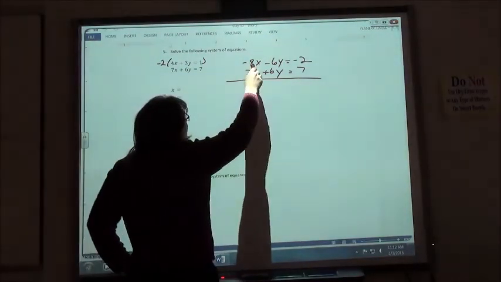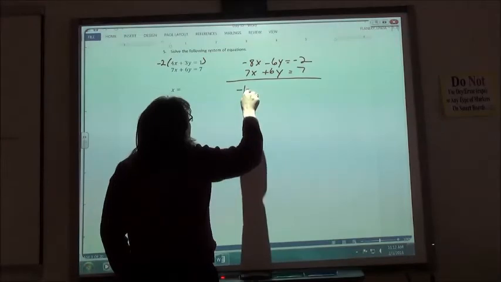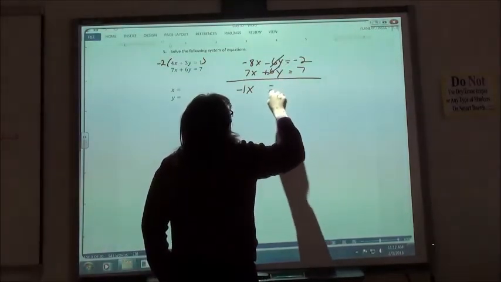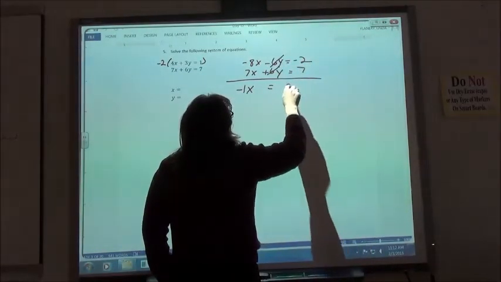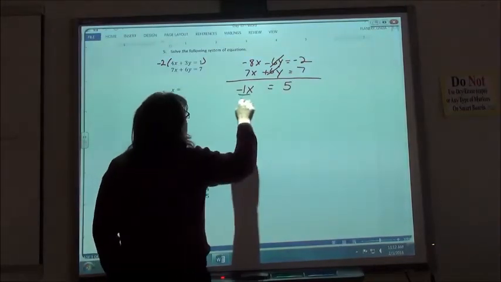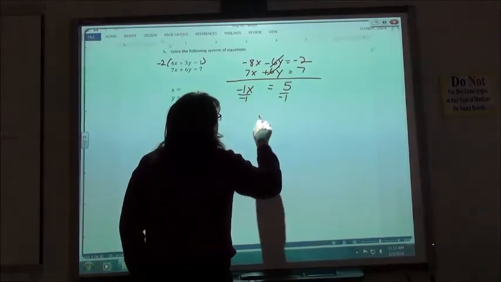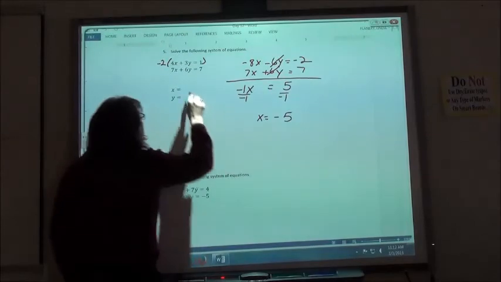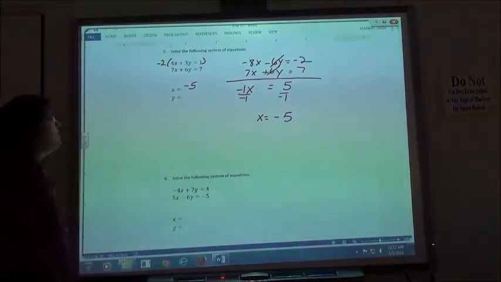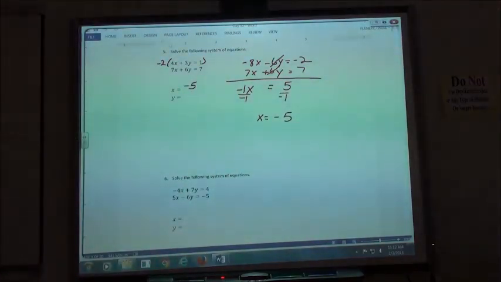So negative 8x plus 7x would be negative 1x. Negative 2 plus 7 would be positive 5. If I divide by my negative 1, x is going to equal negative 5. I found my x value. I need to find my y value.